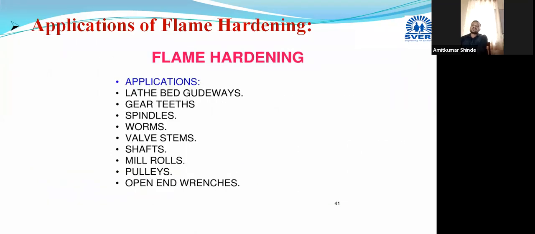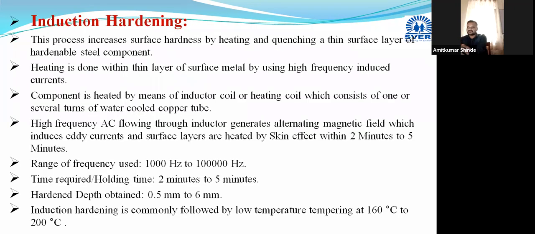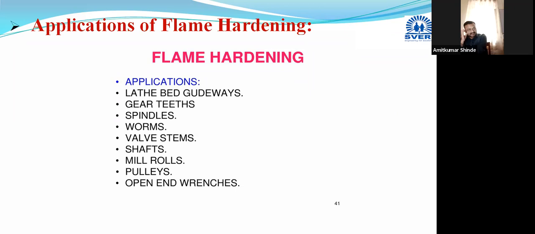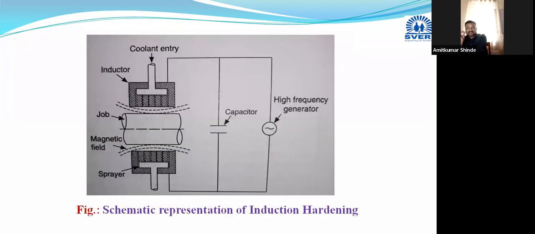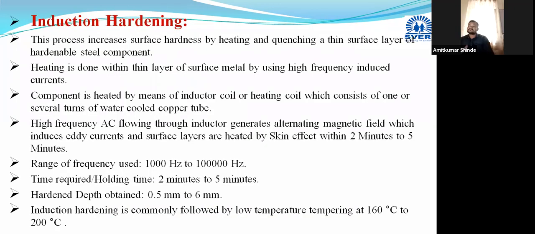In flame hardening, applications can be done on lathe bed guideways, gear teeth, spindles, different worms, valve stems, different kinds of shafts, mill rolls, different kinds of pulleys and open end wrenches. Okay, these are the applications of flame hardening. Then the next type is induction hardening.